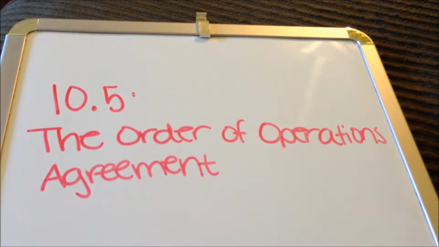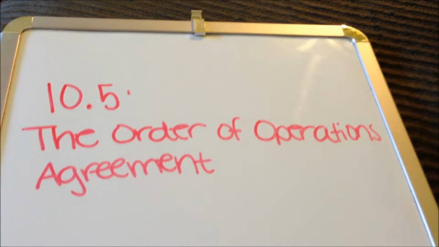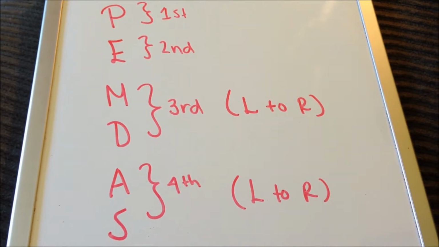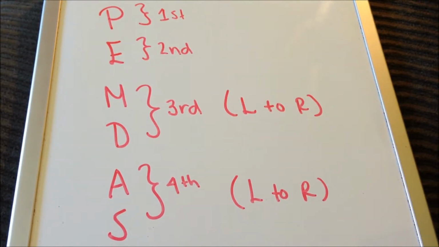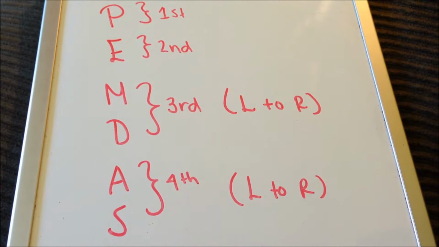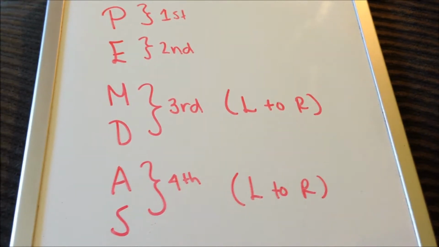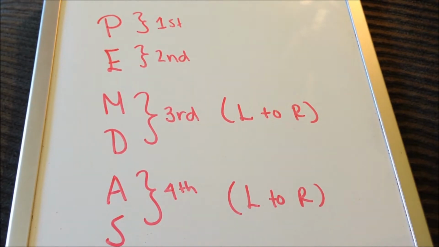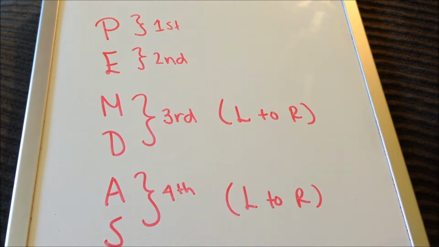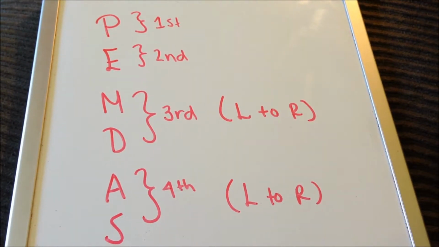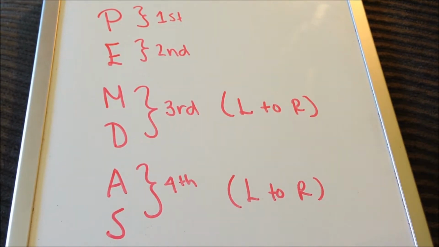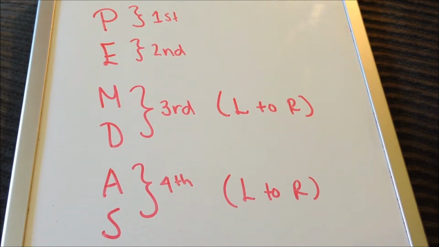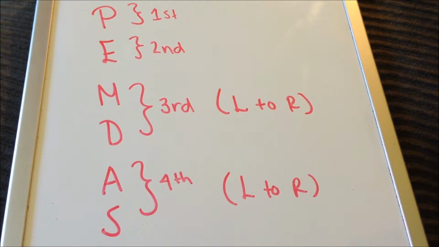Section 10.5, the Order of Operations Agreement. Let's recall the order of operations. We have parentheses, exponents, multiplication, division, addition, and subtraction. You want to do parentheses first, meaning any quantity inside of parentheses that can be simplified is done first. Second are exponents. Any exponents you have in the problem have to be evaluated second.